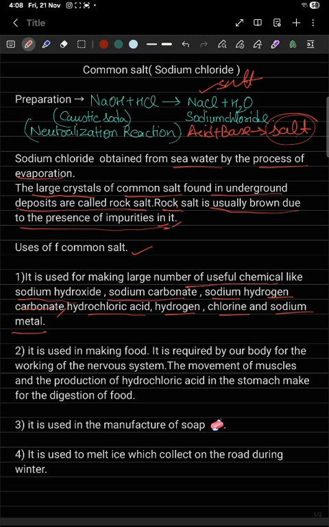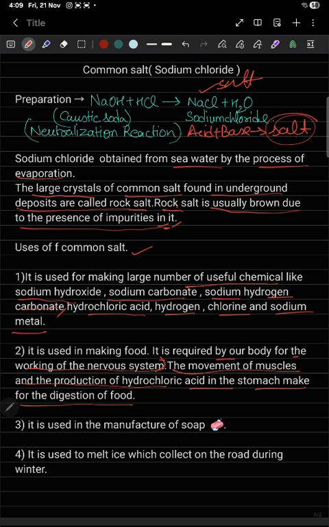Second point is that it is used in making food. We all know why salt is necessary for us, why salt is required in our daily life, because it gives you taste also, but besides taste, we have an importance of it. It is required by our body for the working of the nervous system. Our nervous system works on that salt solution. The movement of muscles and the production of hydrochloric acid in the stomach for the digestion of food. So this is the requirement of NaCl in our body.